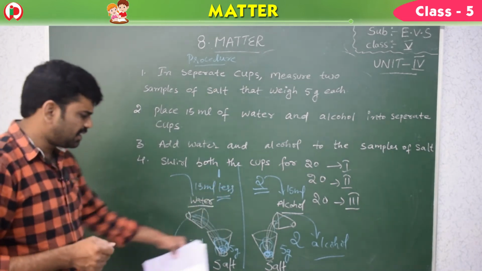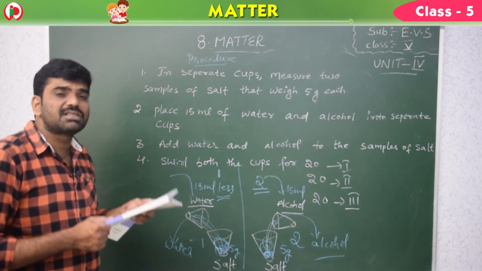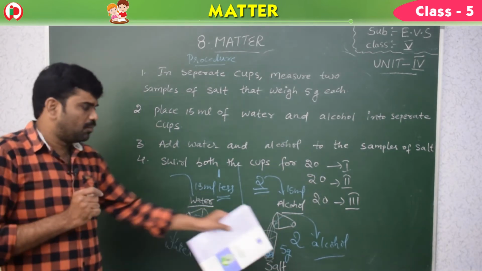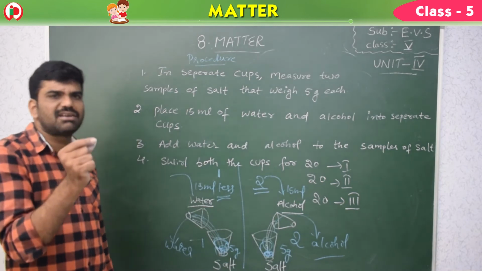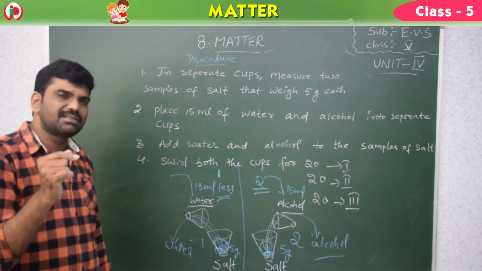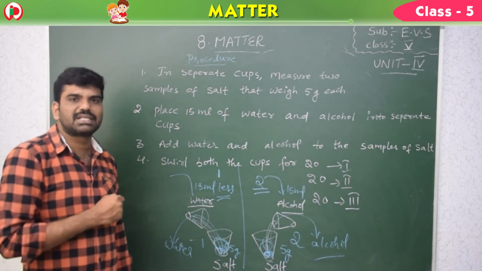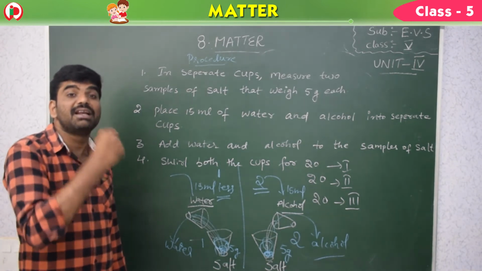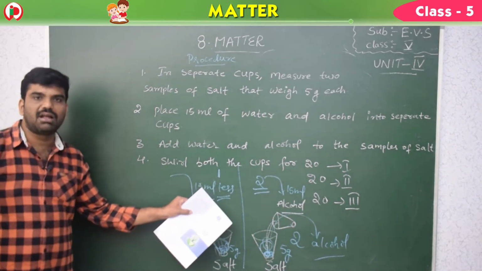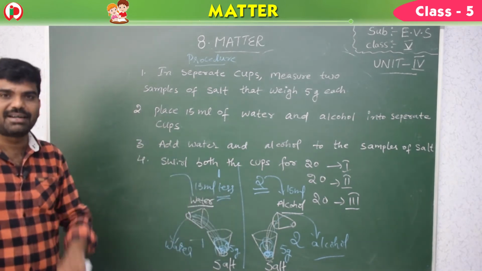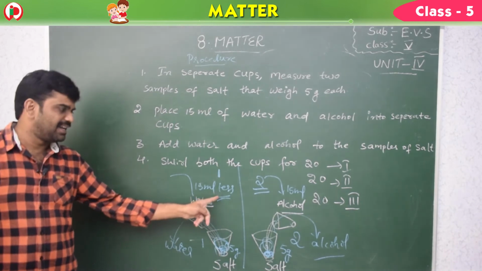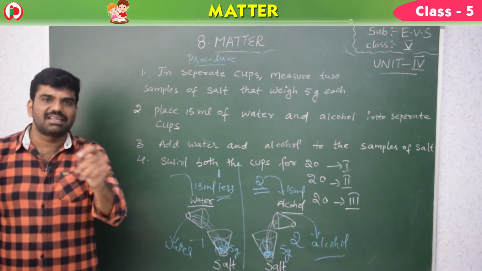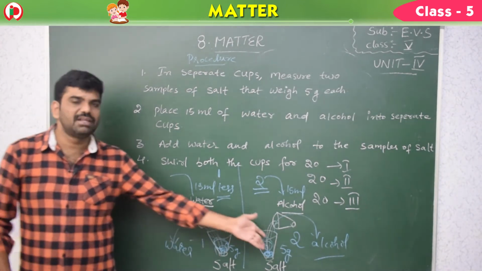Less undissolved salt remaining means so much of the salt is dissolved in the water but only something is left. More left out means less is dissolved. So what did you conclude from this experiment? Yes, from this experiment we conclude that salt dissolves more in water. In the first case, that is why less undissolved salt is there. Salt dissolved less in alcohol, that is the reason more is left out.